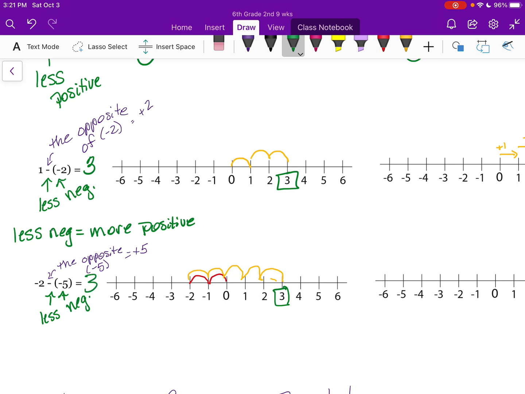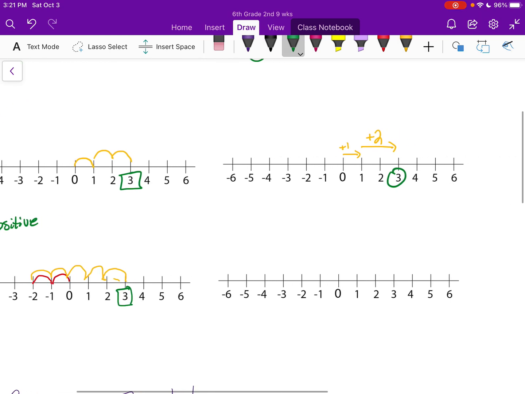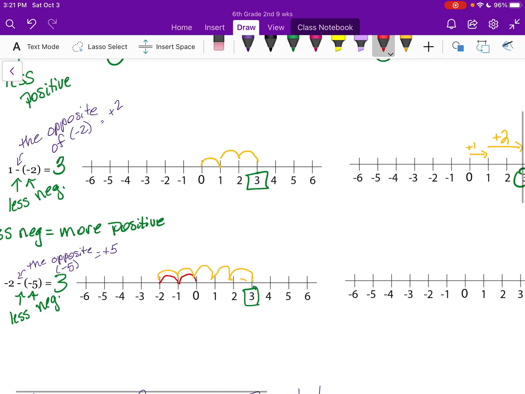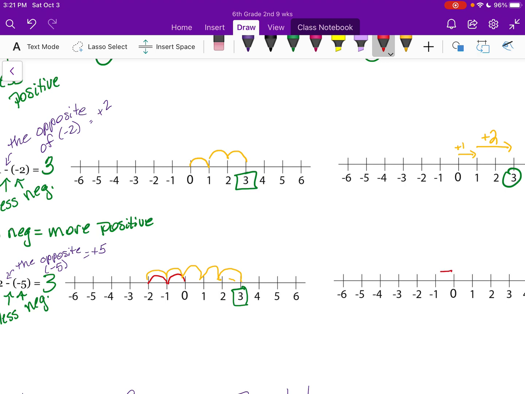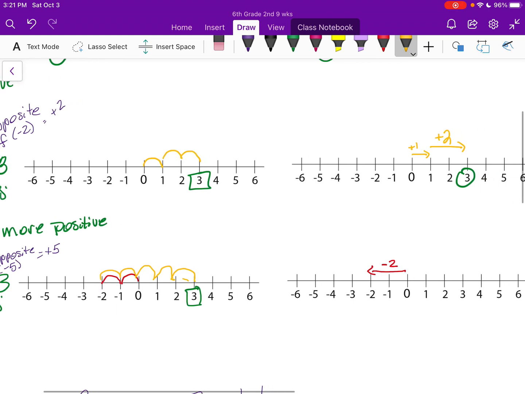So this answer is 3. We got the same answer both times. That was an accident. All right, so if we used our lines, right, it would be -2. And then less negative means more positive, so that means I'm going to go to the right 5 times. And I'm going to end up with the 3.